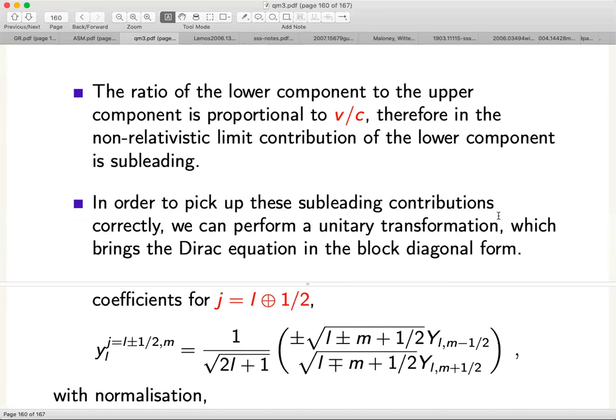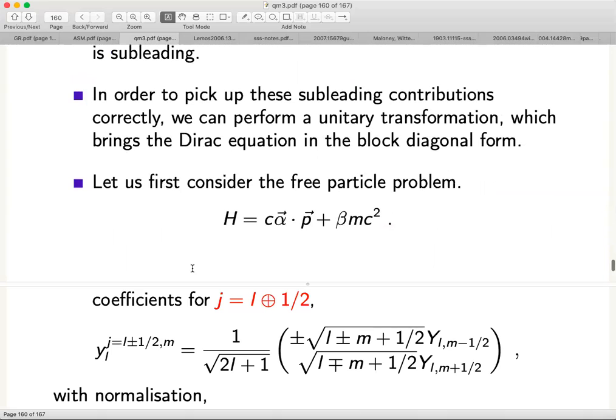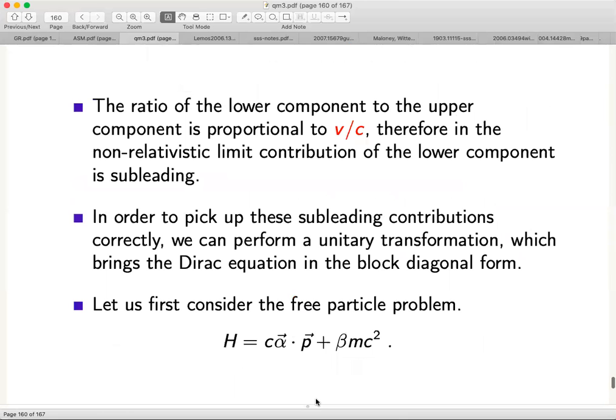Okay. So if you are studying the free particle, then what you want to do is to actually diagonalize this problem so that you can pick up even the subleading corrections and bring the Dirac equation into a block diagonal form and determine the spectrum. Okay, so it's a free particle Hamiltonian once again. Okay, now maybe I can move this out. We don't need it now. Okay, so what we want to do is to diagonalize this quantity.